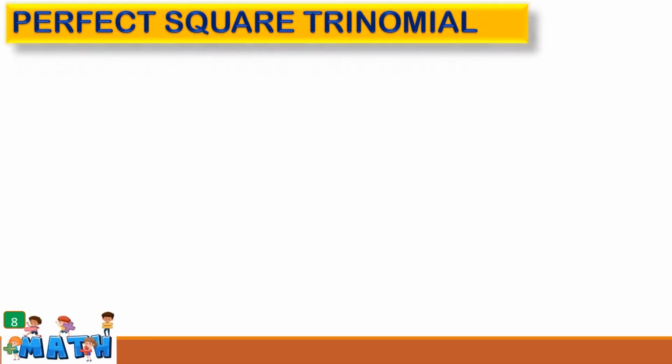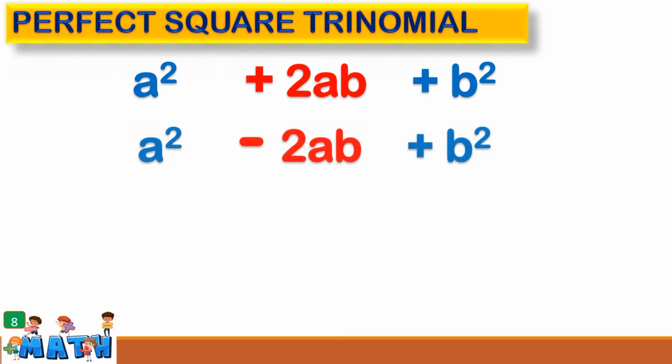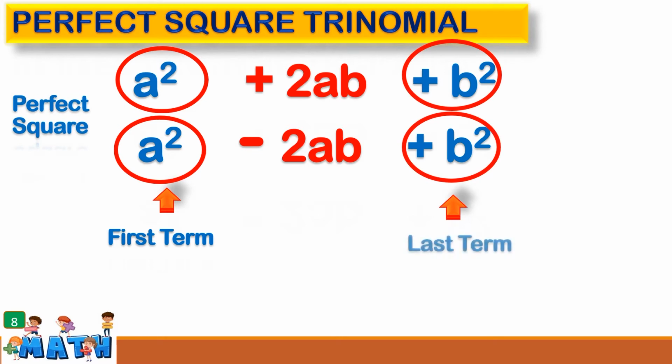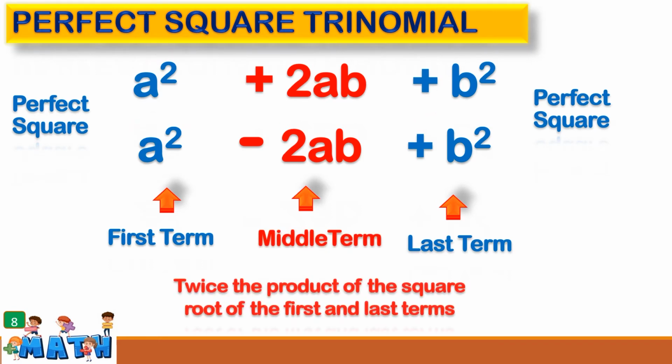So how do we easily identify a perfect square trinomial? The perfect square trinomial comes in two forms. So we have a squared plus 2ab plus b squared, and a squared minus 2ab plus b squared. The first term, which is a squared, is a perfect square, and the last term, which is b squared, is also a perfect square. So the first and last terms are perfect squares, and they are always positive. And the middle term is always twice the product of the first and last terms.